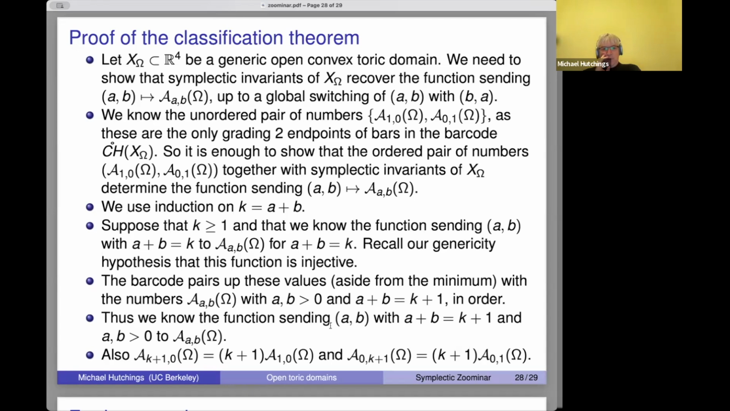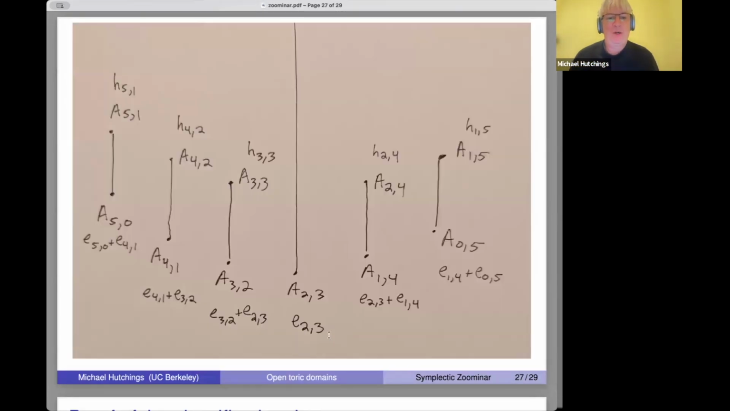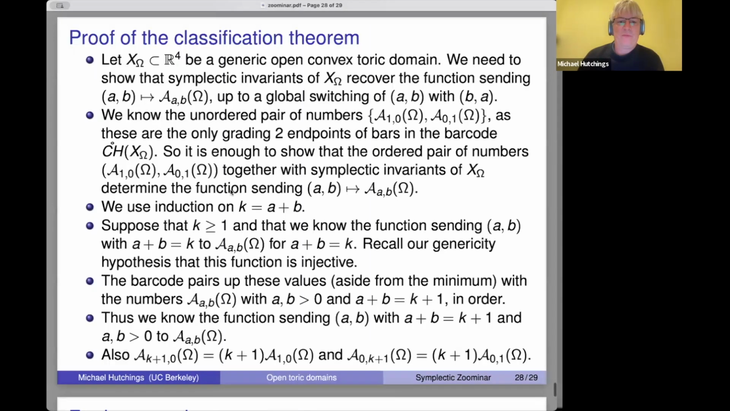Sorry, I said that backwards. Let me try again. So going back to my picture, I know this action, and these action values are distinct. So I look at the bar, there's going to be a unique bar whose lower endpoint is this action, and the upper endpoint of that bar is now going to be the A_33 that I'm looking for. So the bars tell you how to connect all the different action values together and recover the function.